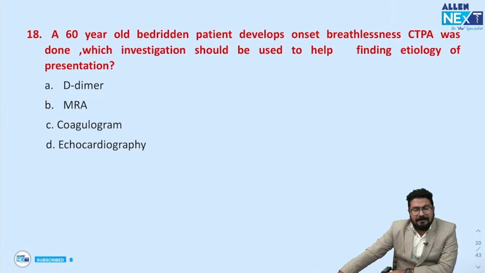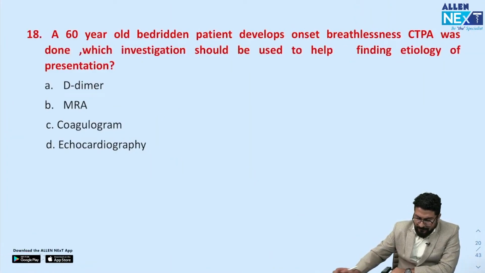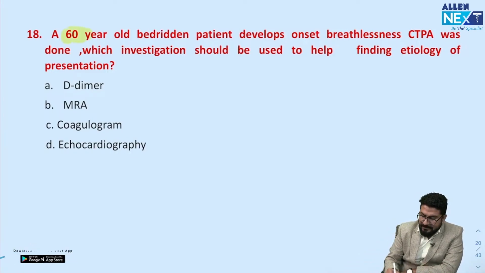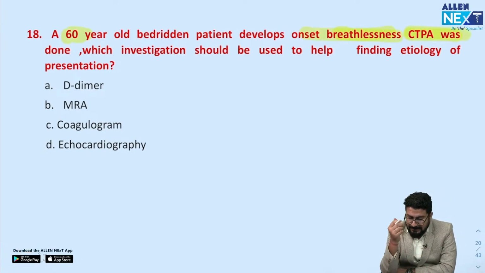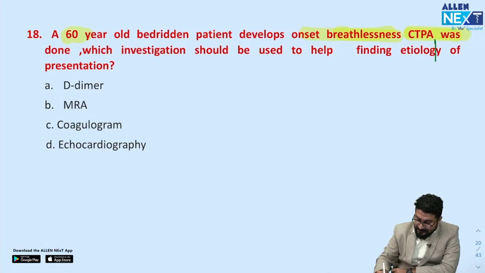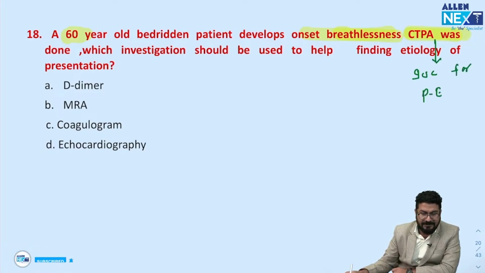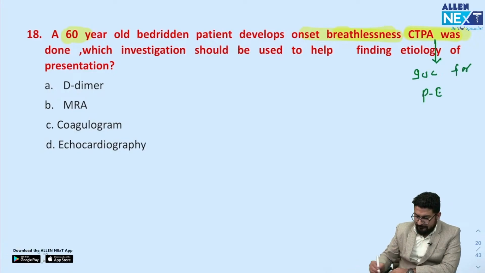Okay, then this is an interesting question which came in the exam. A 60-year-old bedridden patient developed breathlessness. So again, look at the age of the patient, 60-year-old, breathlessness. CTPA means computerized tomography pulmonary angiography. That is actually the investigation of choice. CTPA is the investigation of choice for pulmonary embolism. So CTPA was done, right? Now CTPA is done.